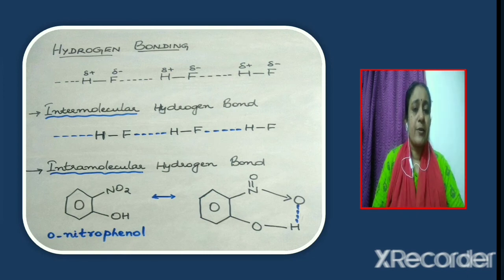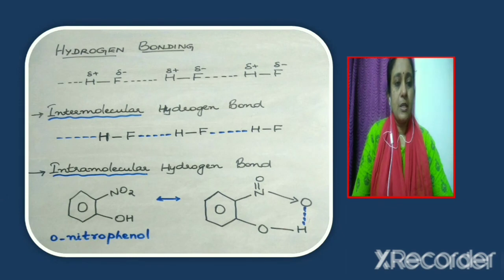Two types of hydrogen bonds are there, one called as intermolecular hydrogen bond and the other known as intramolecular hydrogen bond. If the hydrogen bond is formed between different molecules, then it is known as intermolecular hydrogen bond, and this type of hydrogen bond is present in HF. Now consider intramolecular hydrogen bond. If the hydrogen bond is present within the same molecule, it will be known as intramolecular hydrogen bond.